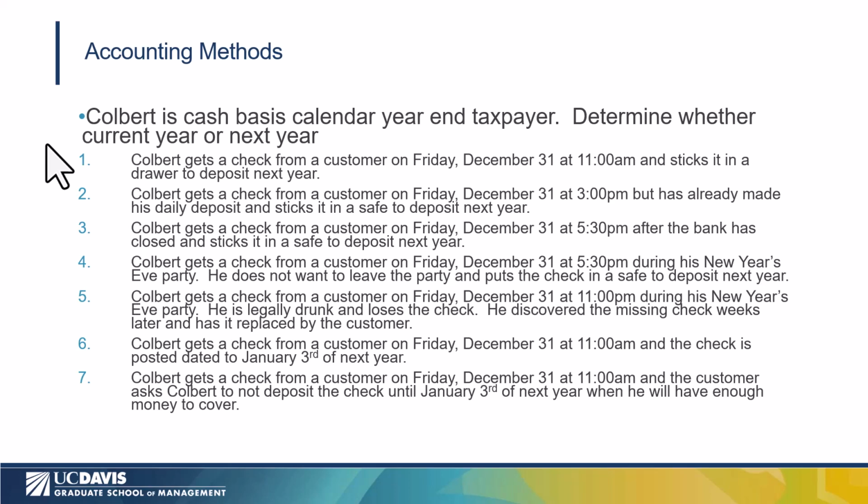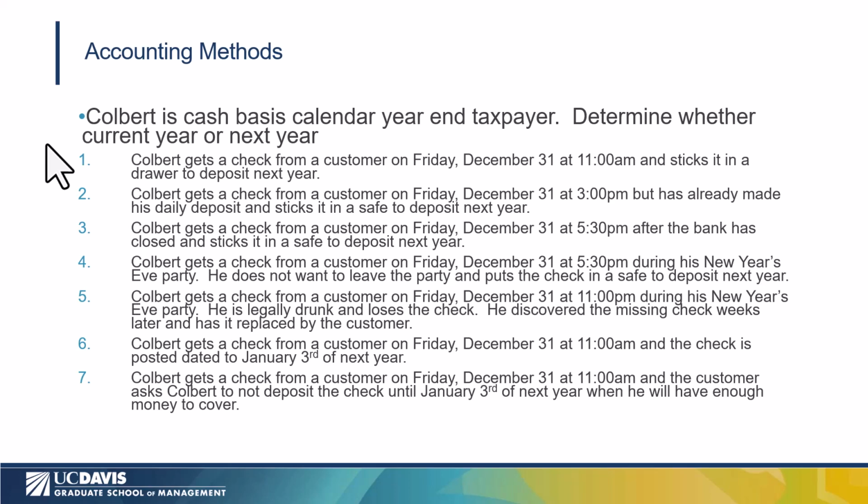Number two, Colbert gets a check from a customer Friday, December 31st at 3 p.m., but he's already made his daily deposit and says, I'm going to stick it in a safe and deposit it next year. Constructive receipt has still occurred, right? He still has control. He still has power over what to do with that check. Number three, Colbert gets a check from a customer Friday, December 30th, 5:30, after the bank is closed, sticks it in a safe to deposit next year. That is still constructive receipt.